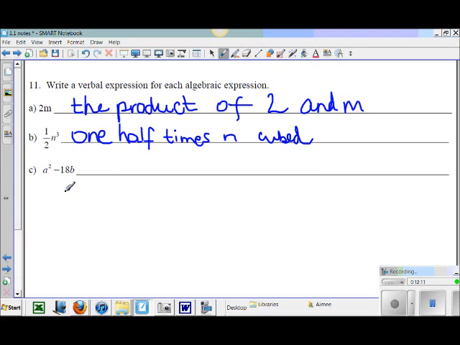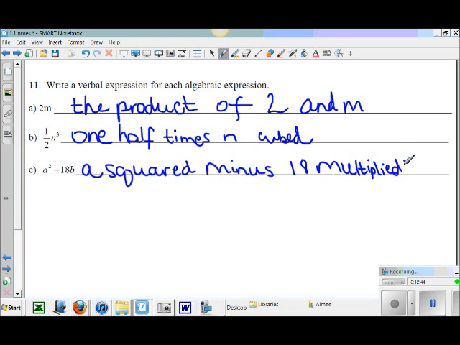And our last example of these directions, we're going to have a squared, and let's say minus 18 multiplied by b.